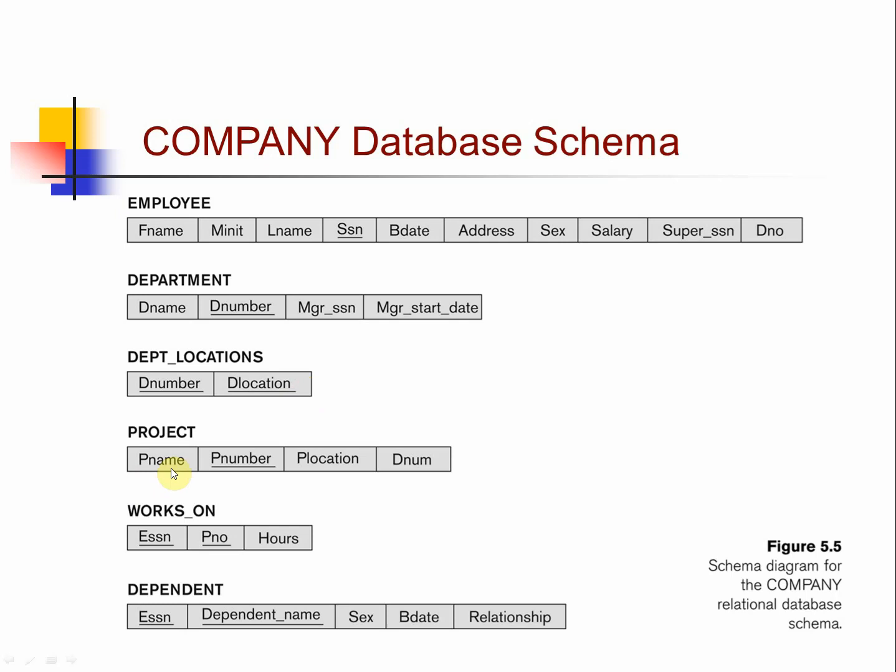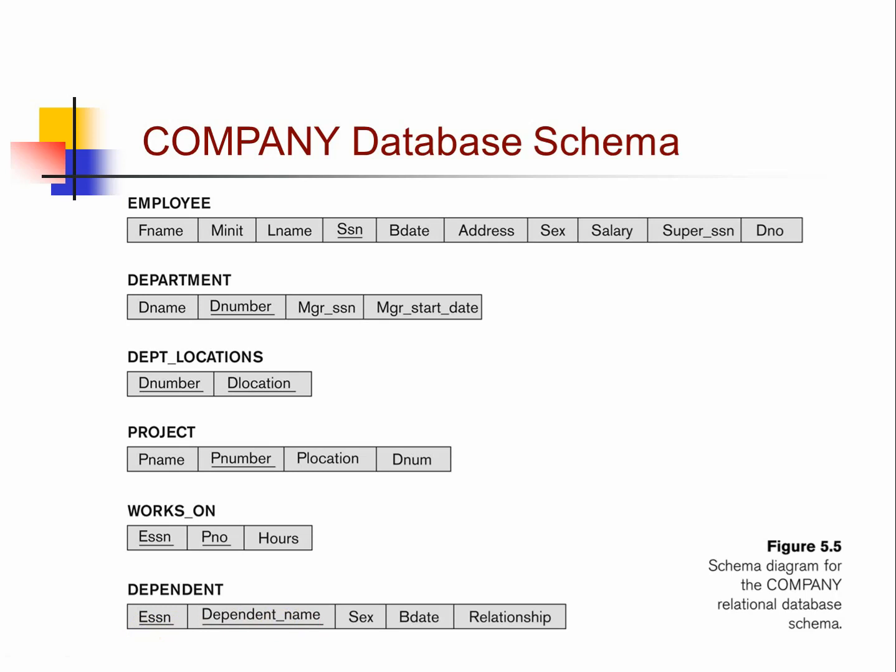For project, it has project name, project number, underlined, project location, and department number indicating which department they belong to. Works on indicates who works on what project. If you still recall, this is where we looked into our M to N relationship. Finally, for the dependent, not only do you need to specify the employee social security number, but also the dependent name to form a weak entity type.